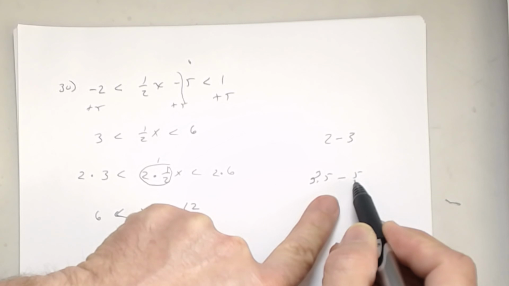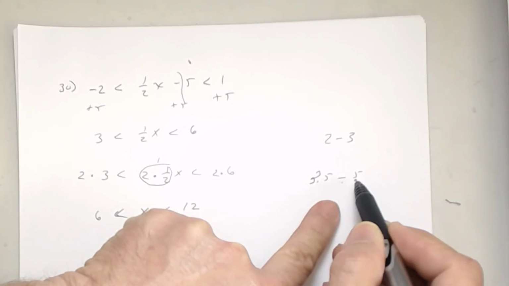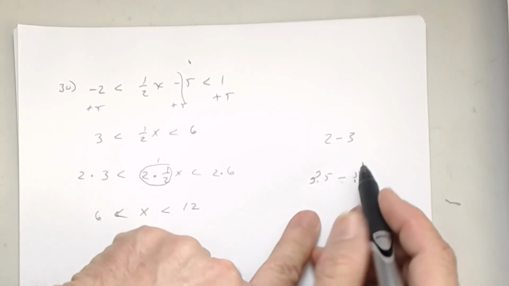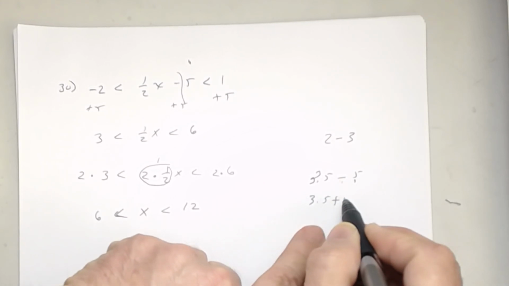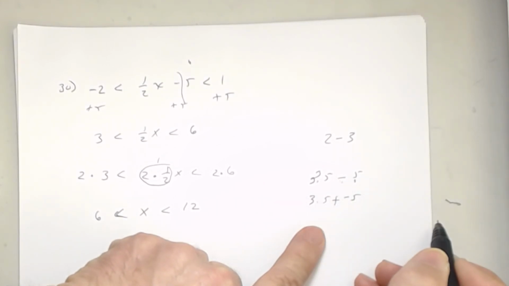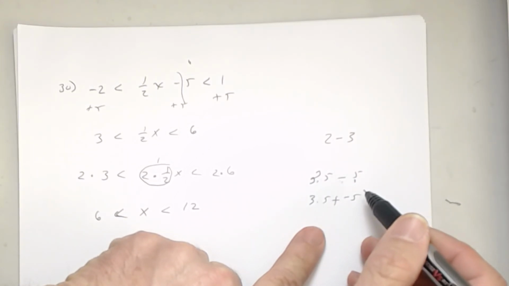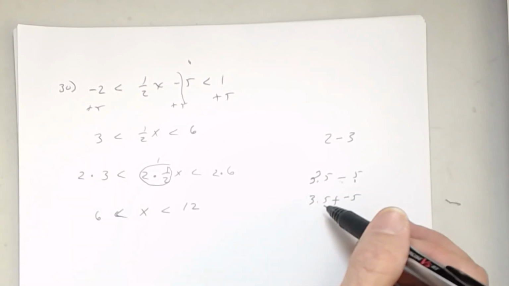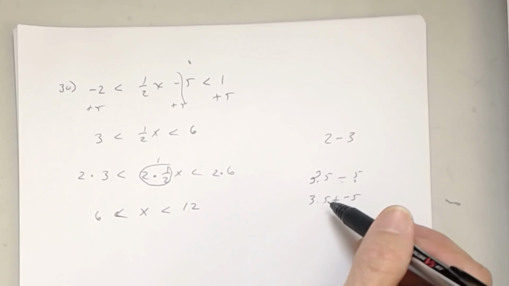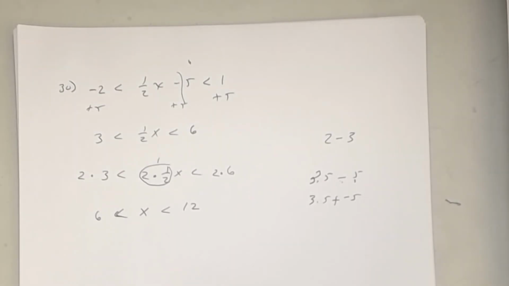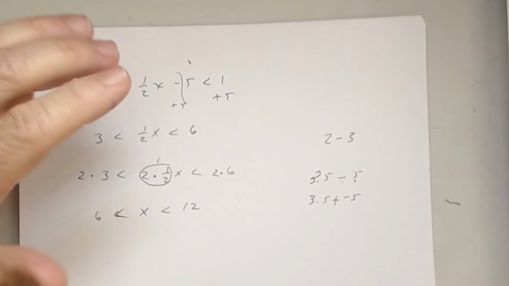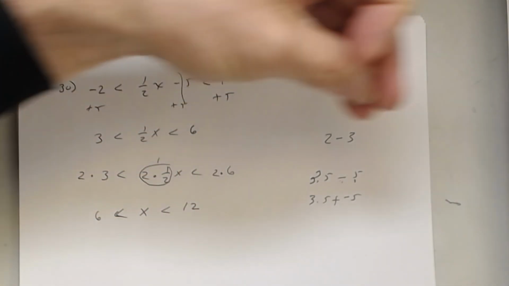Someone else could have read it as 3.5 minus 5, or 3.5 plus a negative 5. I did not say 5 minus 3.5. I said 3.5 minus 5. If I said 5 minus 3.5, I want you to let me know. I said 3.5 subtract 5.